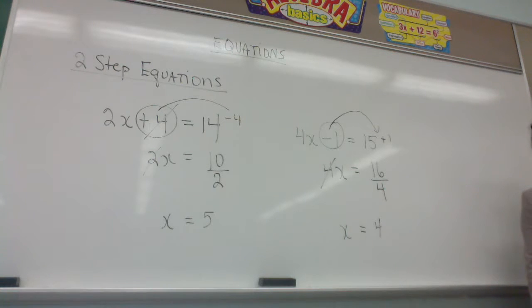One more fairly straightforward, and then I'll put in a little bit more difficult ones. So let's try one more. 6x minus 18 equals, let's say, negative 26.